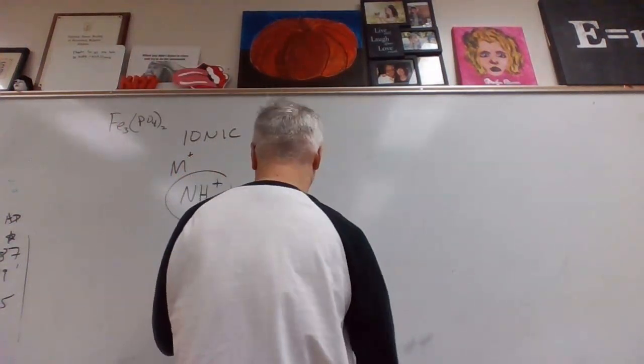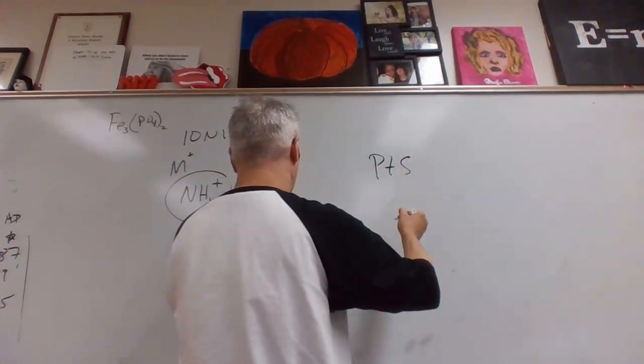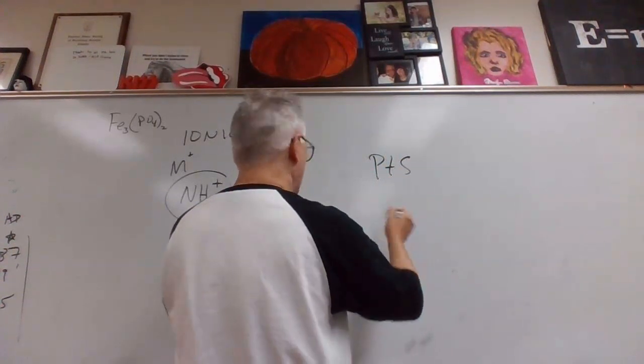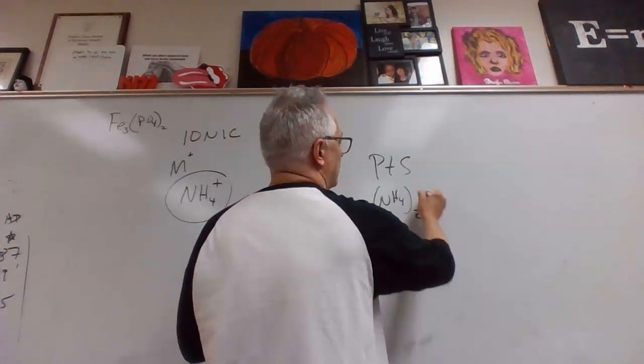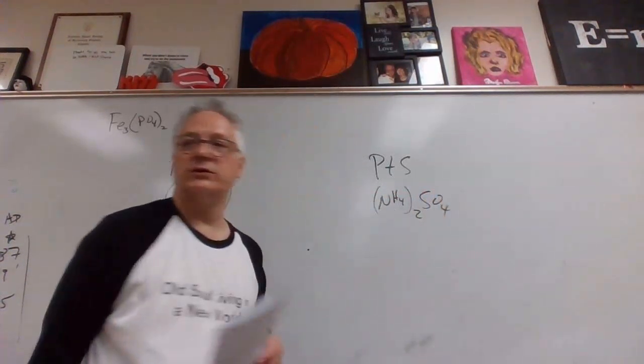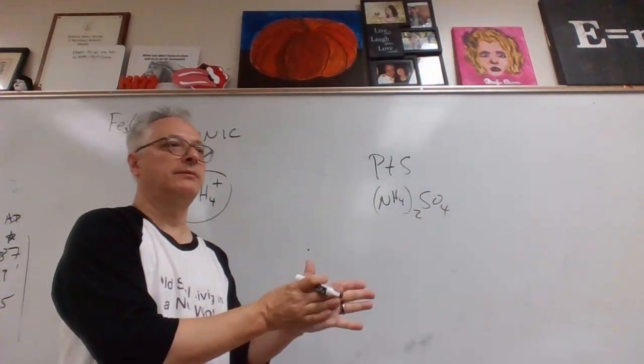Platinum 2 sulfide, PtS, and then ammonium sulfate, that's NH4. I need two of them because sulfate has a minus 2 charge on it. That's it. Molybdenum, there it is.